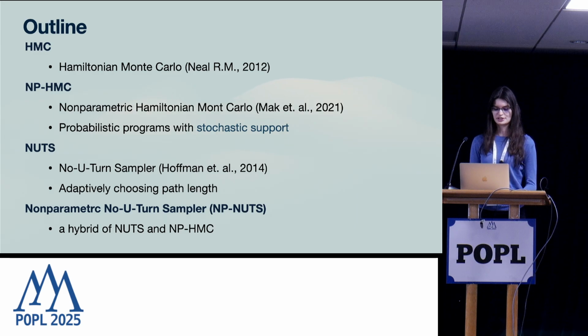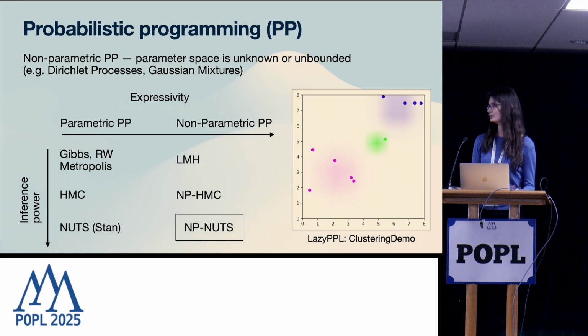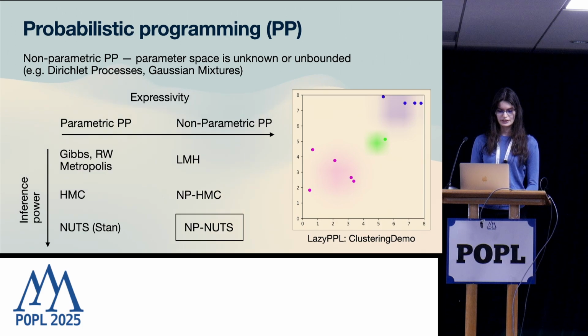and NP-HMC. So for a long time now, there has been a dream to develop general-purpose inference algorithms that work seamlessly for universal PPLs. This is especially challenging for non-parametric programs where the number of parameters is unknown or bounded. So for example, take the clustering task where you don't know how many clusters you're going to have in advance. And I think Owen already gave some motivation for non-parametric statistics. So yeah, this is very challenging.